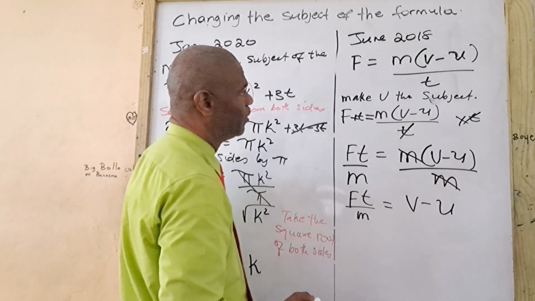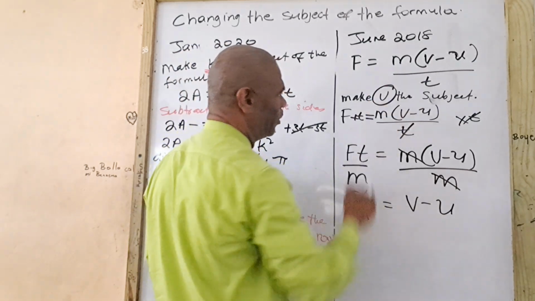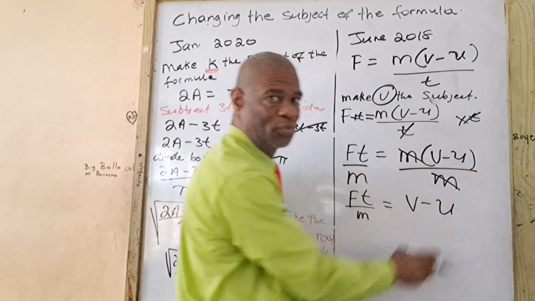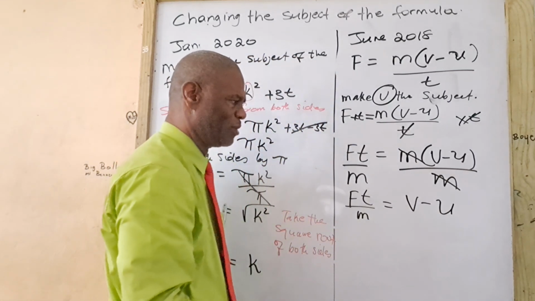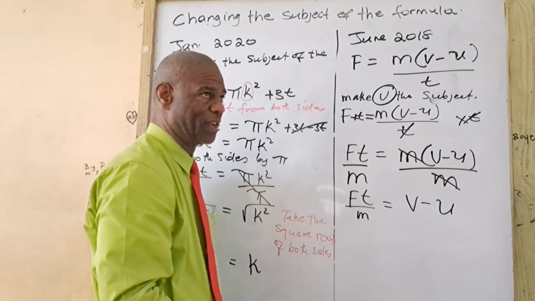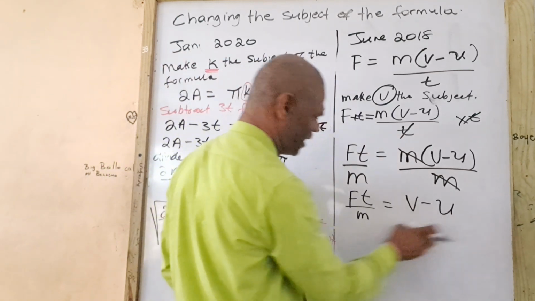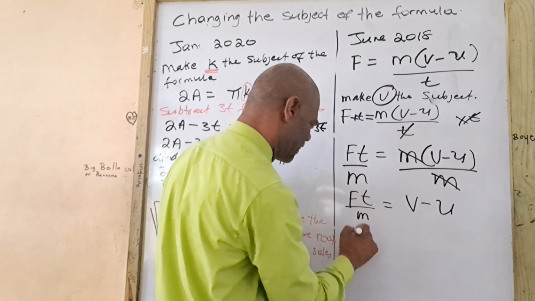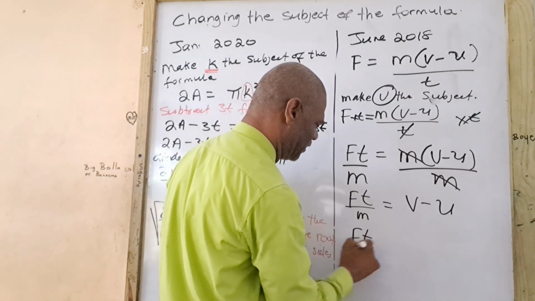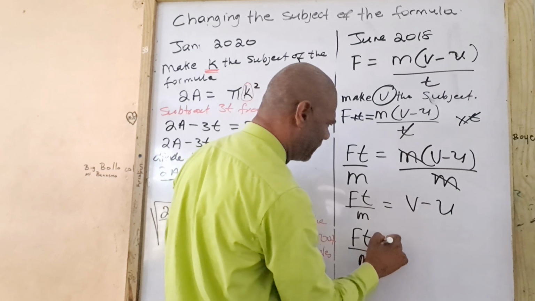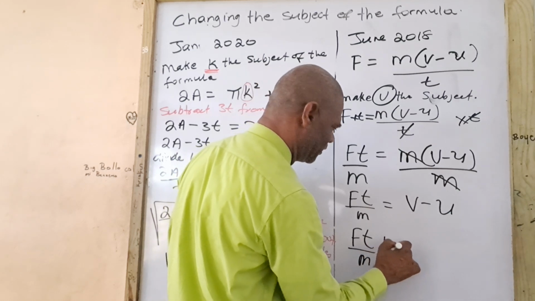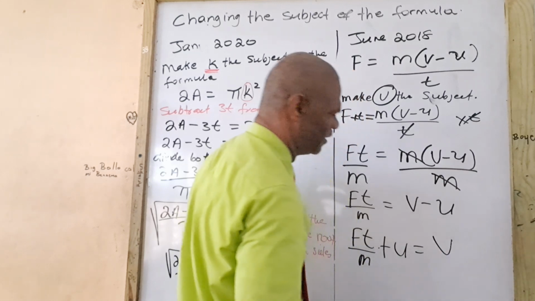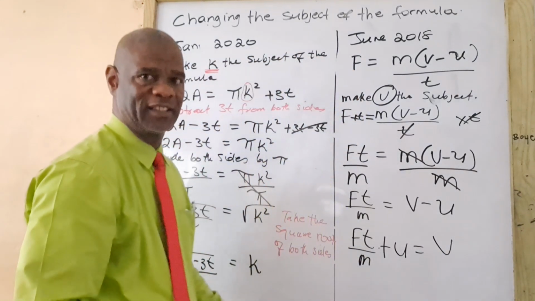And we are solving for v. Right? We want to make v the subject of the formula. So we must get rid of the u right there. To get rid of the u, we must do what? We must add the u. And if we add u here, we must also add here. So we now have ft over n plus u equals v. Okay? So that's it.